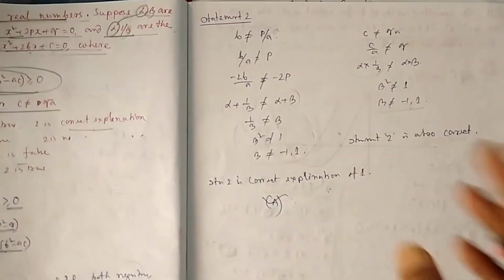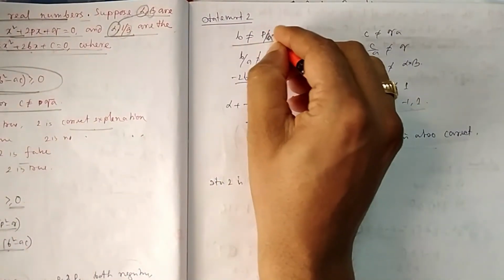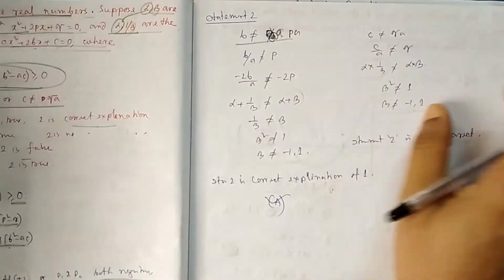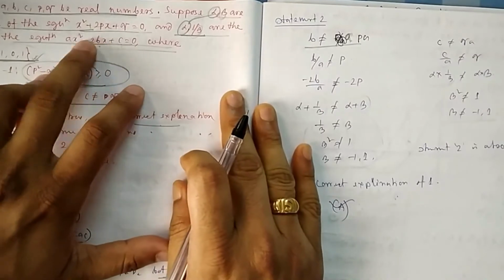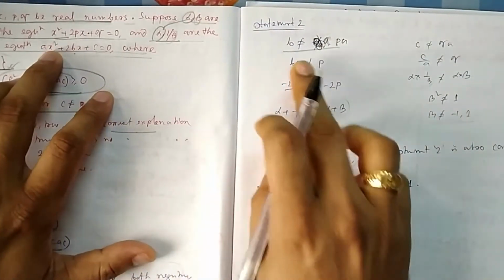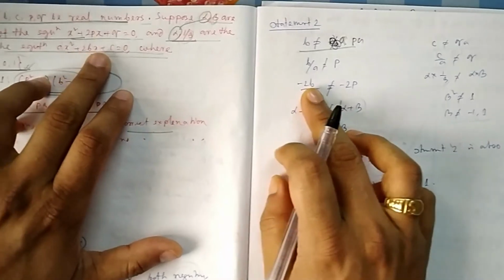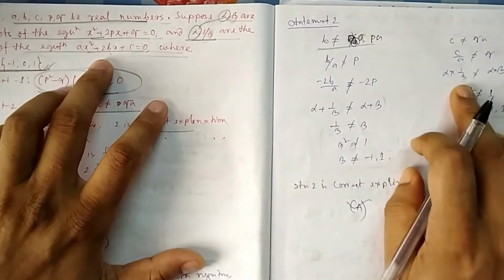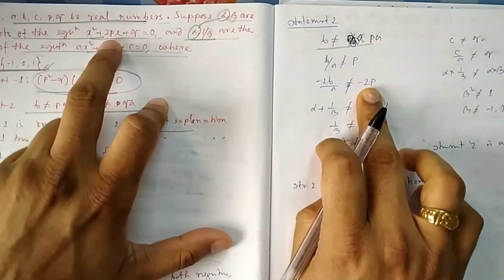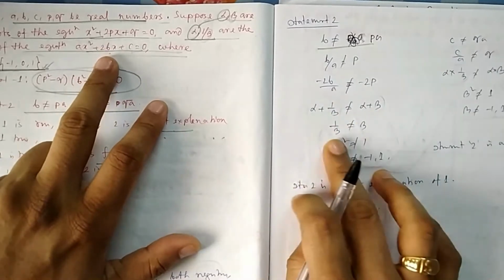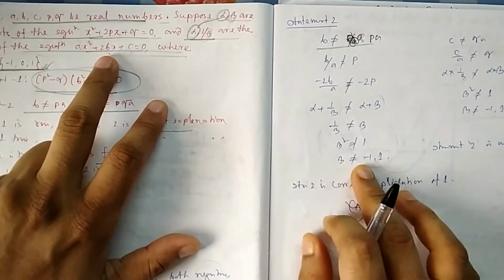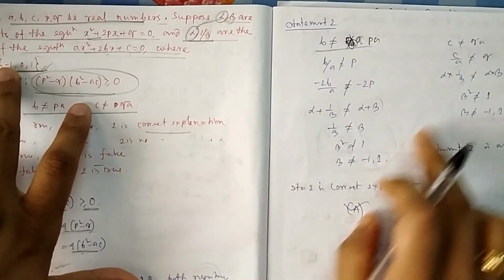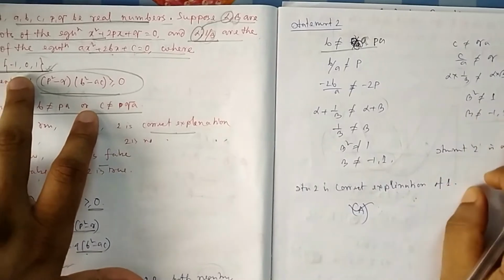If I check statement 2, this is given. This is P into A, not the product. If I take B by A on this side and C by A on the other, it is nothing but the sum of the roots. If I multiply by minus 2B by A, it becomes the sum of these two roots, alpha plus 1 by beta, and here it is the product. Minus 2P is the sum of these two, and alpha and beta get cancelled. This is already given in the question, so statement 2 is also true. Here also, this condition is given in the question.